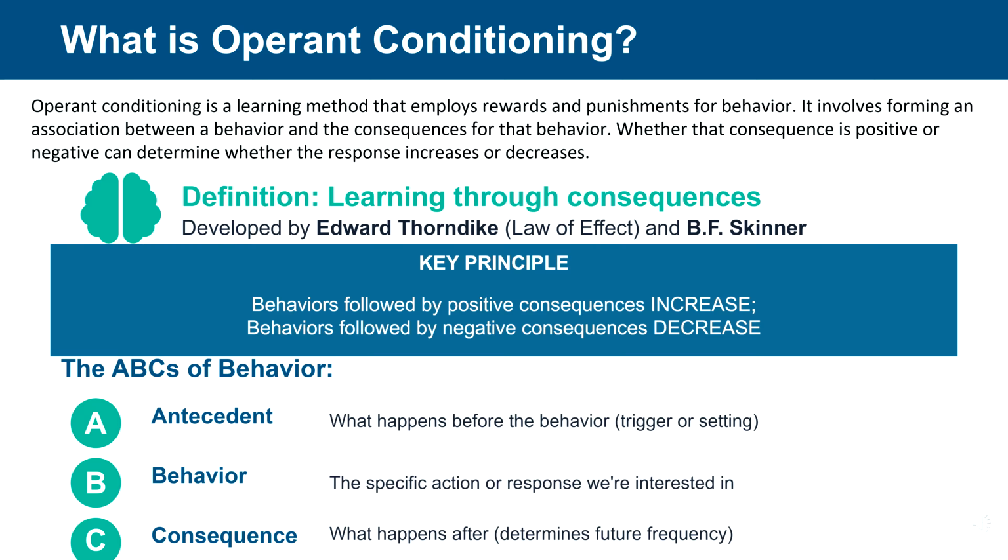The foundation of operant conditioning is the ABC model: antecedent, behavior, and consequence. The antecedent is what happens before the behavior, the trigger or setting. The behavior is the specific action we are interested in. And the consequence is what happens immediately after, which determines whether the behavior will increase or decrease in the future.